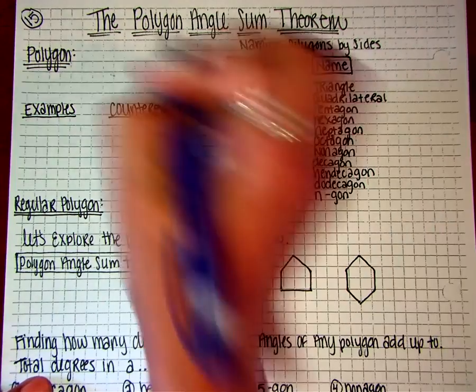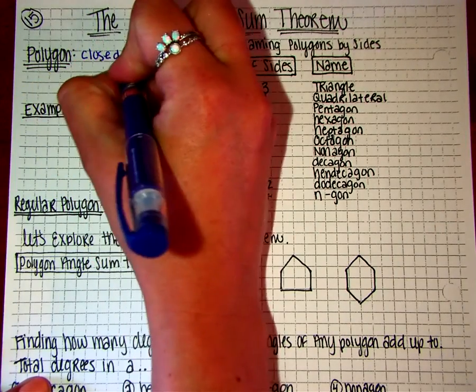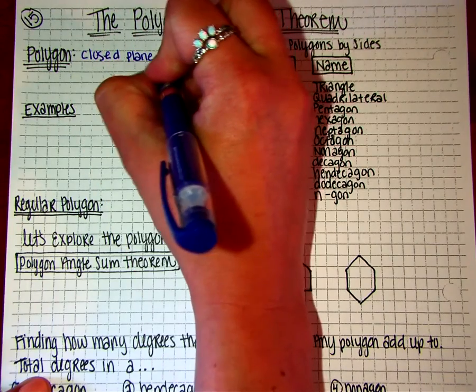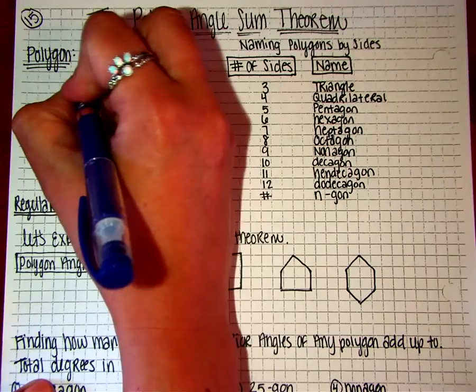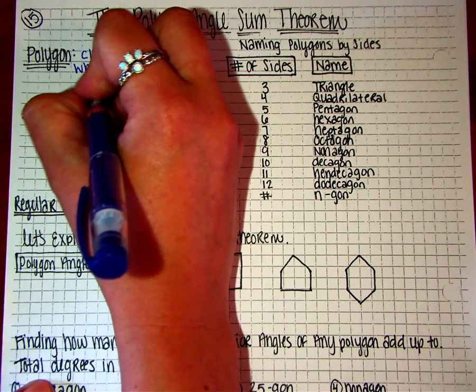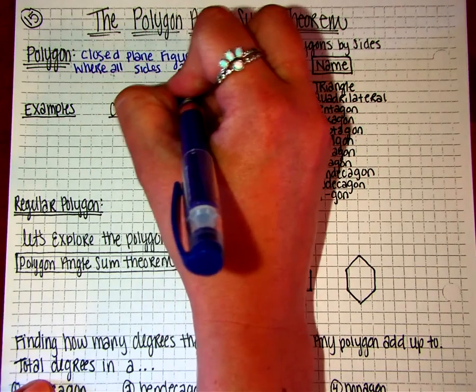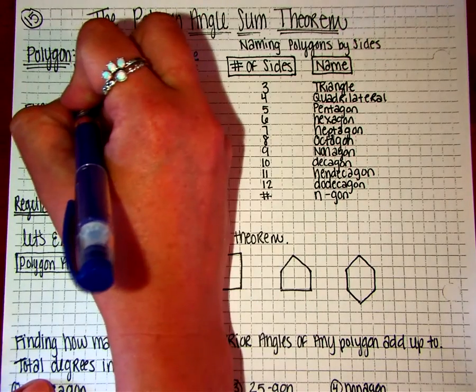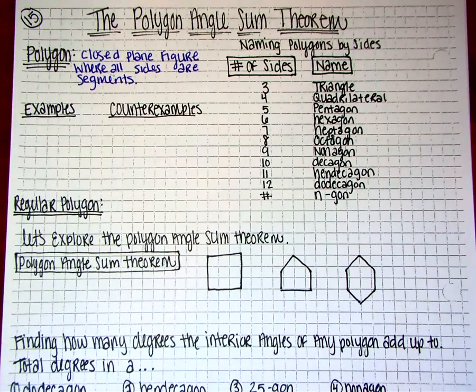So a polygon is a closed plane figure where all sides are segments. Now, what that means is a closed plane figure, that's just a two-dimensional figure. All the sides also have to be segments. So let's first talk about what isn't a polygon.